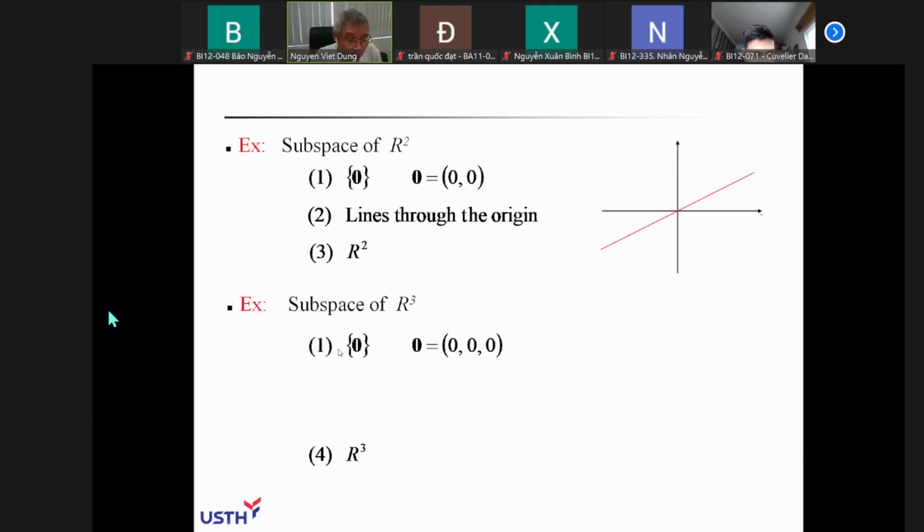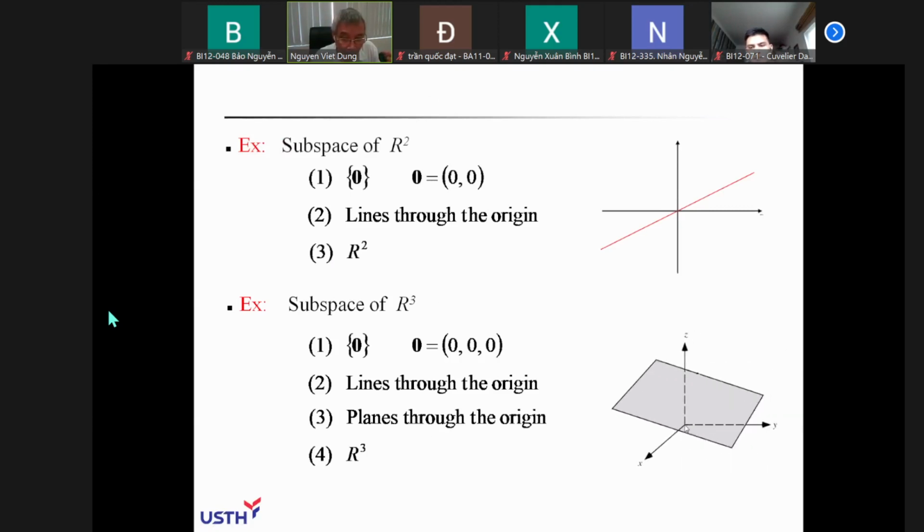Again, I list the first one and the last one. Those are trivial subspaces. The first one is the zero subspace, and the last one is R3. Now we have two more things. The first one is any straight line going through the origin, absolutely like in the previous example. The third case is any plane going through the origin. By geometry, you can see it is any plane, but we require that it must go through the origin.